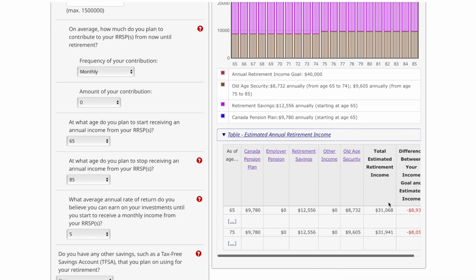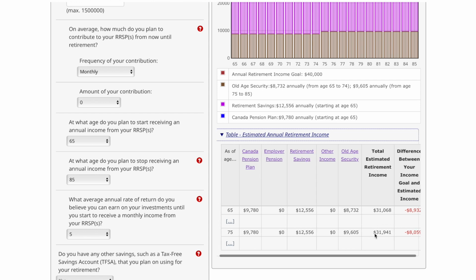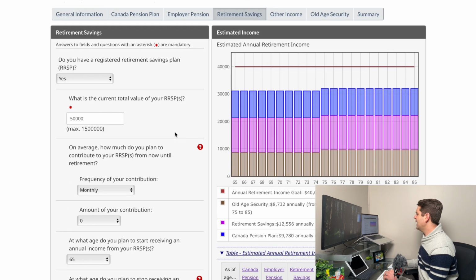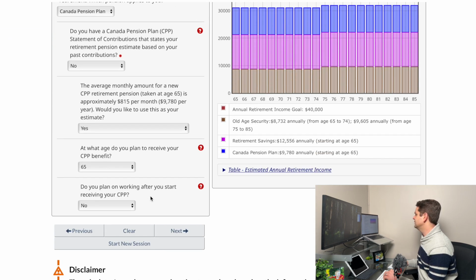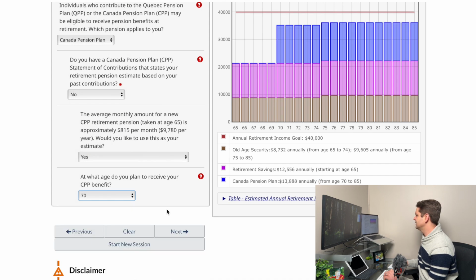But check this out. We would have $31,000, and then at 75, because our OAS has a bump up, it would be $31,941. And so we can see here that we actually know what our investments are doing, but how do we take this to the next level? Well, here's an interesting thing. What if we went over to our Canadian pension, and let's just say we deferred our Canadian pension until 70.